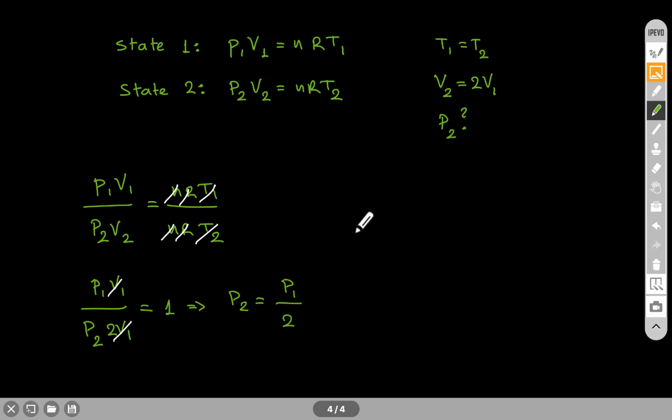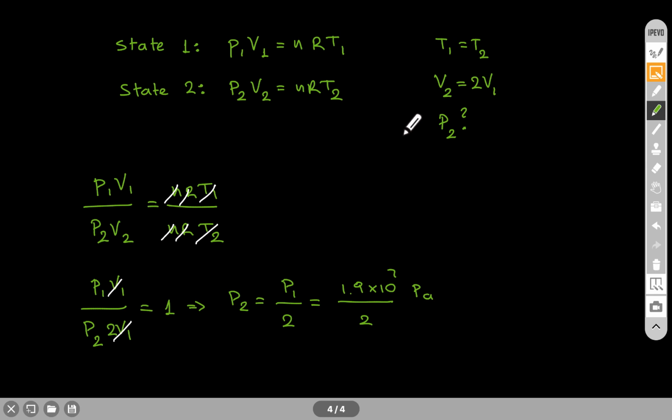Now, in my previous example, I found that the pressure at state 1 was 1.9 times 10 to the 7 pascals. So this is divided by 2, and this is the pressure of the ideal gas in state 2.